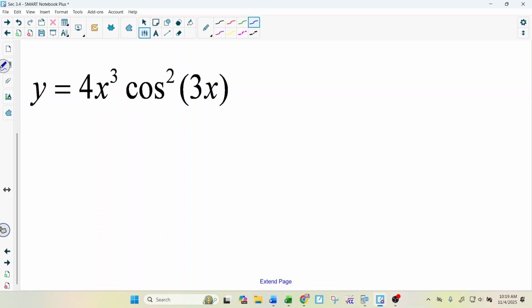Jump to this one: 4x squared times cosine squared of 3x. I want you just to think, what's going to be your attack? What do you have to do to solve this? Don't actually start it, just think, okay, I'm going to need to do this to try to get the answer. So think about that first, and then we'll break it down.